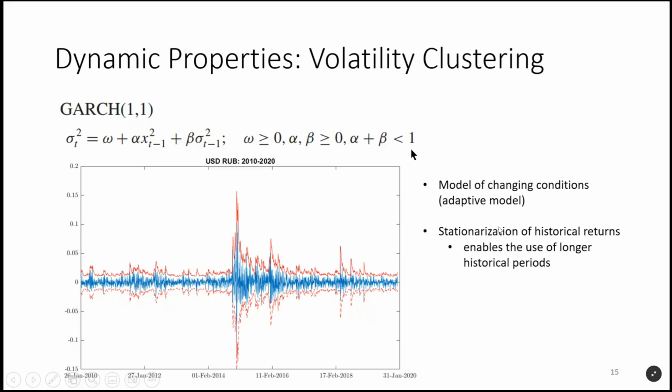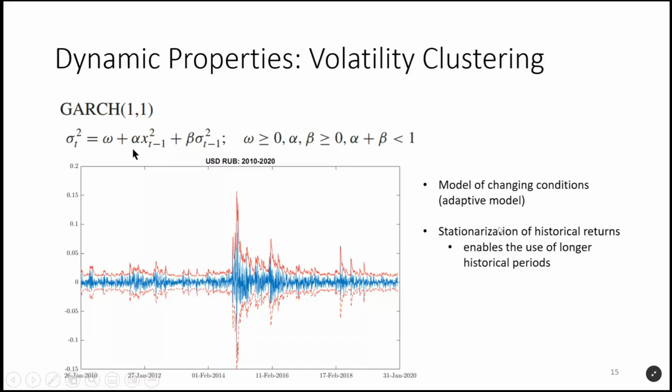For your practice, I will provide you with the code. I will just describe the idea of this model. The model describes how the volatility of the series, so the standard deviation or variance of the series, changes over time. And the idea is that current volatility depends on previous estimates of the volatility and the square of the previous observation.